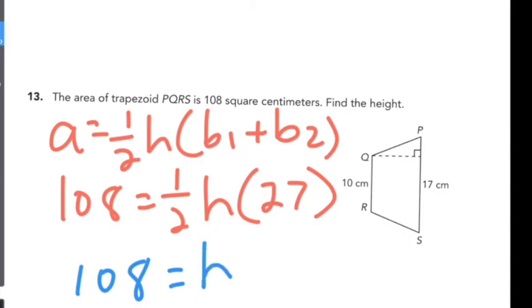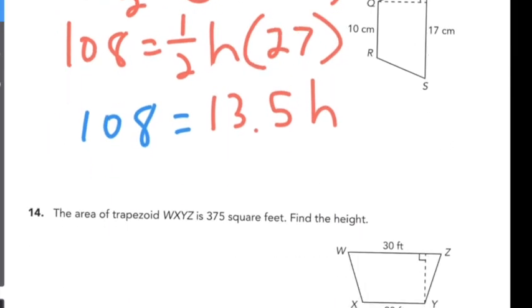I don't want an H there. So half of 27 is 13.5. So it'll be 13.5H. And then just divide by 13.5 on each side, and that'll give you the answer. Okay, so the last one on this page is the same thing.